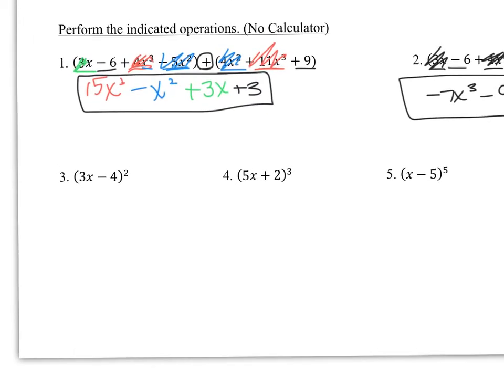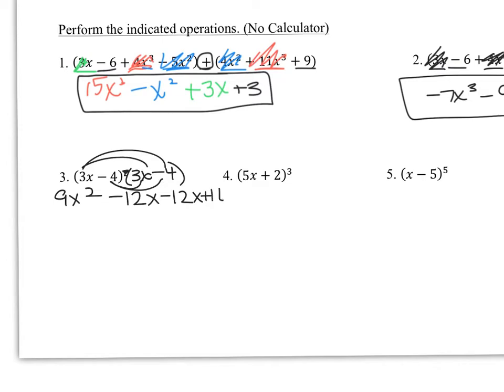If I look at number 3, I have to expand this, so I can just scribble this out and rewrite it again. And now I have to double distribute. So I have 9x squared minus 12x minus 12x plus 16. So now I'm going to clean up: 9x squared minus 24x plus 16.